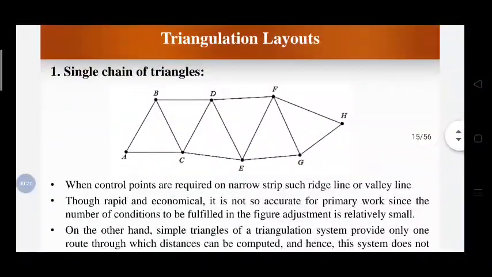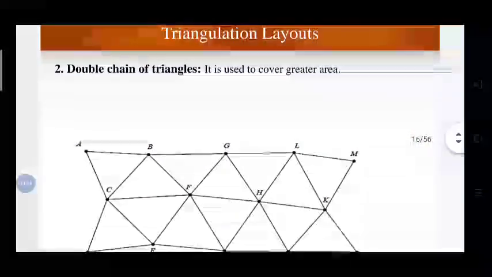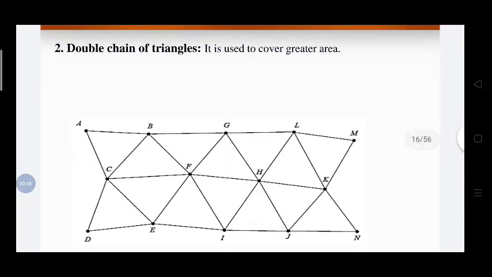Okay, so first one, a single chain of triangles. This is used for a narrow strip of land such as a ridge or a valley line. It is rapid and economical but not very accurate, and is not adopted for the primary work, that is, first order triangulation. Next is the double chain of triangles. It is used to cover a greater area as compared to the single chain of triangles.